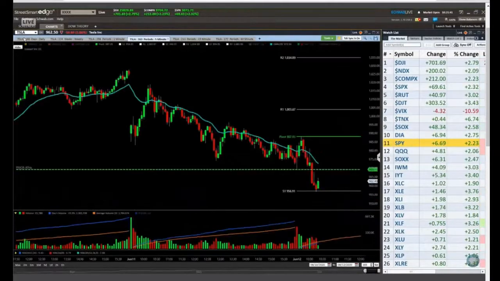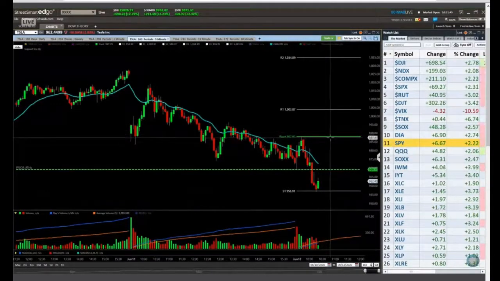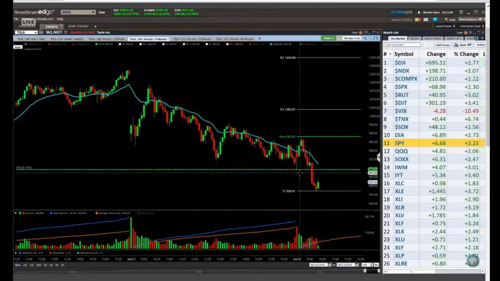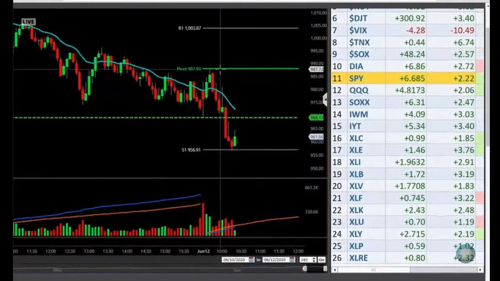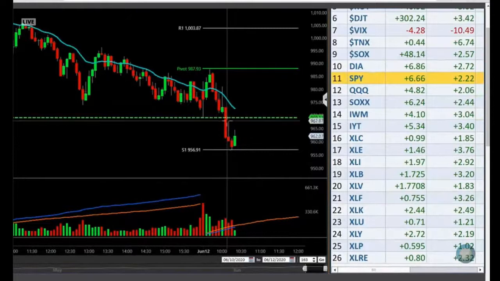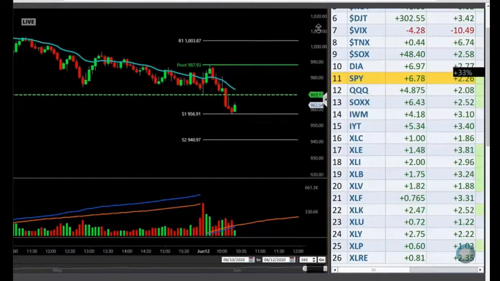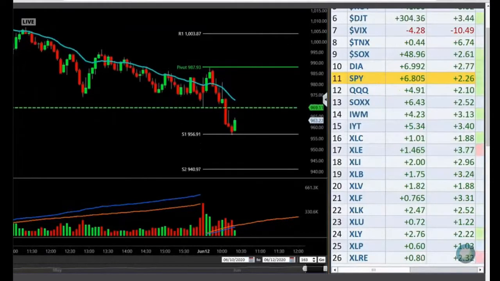You can see it didn't get to the pivot. In the open, it opened at prior all-time highs, kind of giving you a little bit of a test. Then it rallied into the pivot and failed the pivot. So keep an eye on this range here today. Moves below the S1 could call into question that 10-day we were talking about.